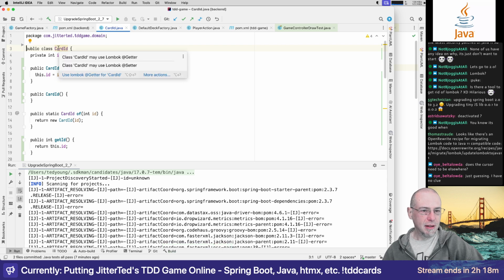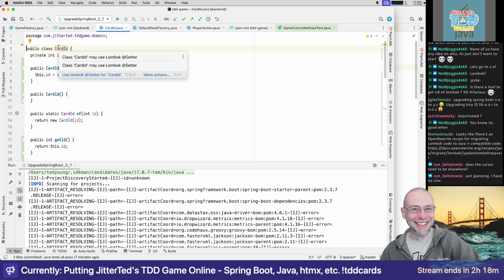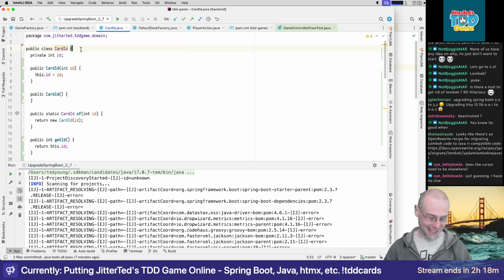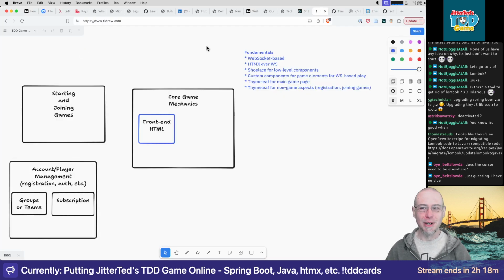And don't you dare. See, this is where I'd love to say, can you just de-Lombokify all my code? I wonder, is there an OpenRewrite recipe for de-Lombokify? I wouldn't be surprised if there was. Let's go look.